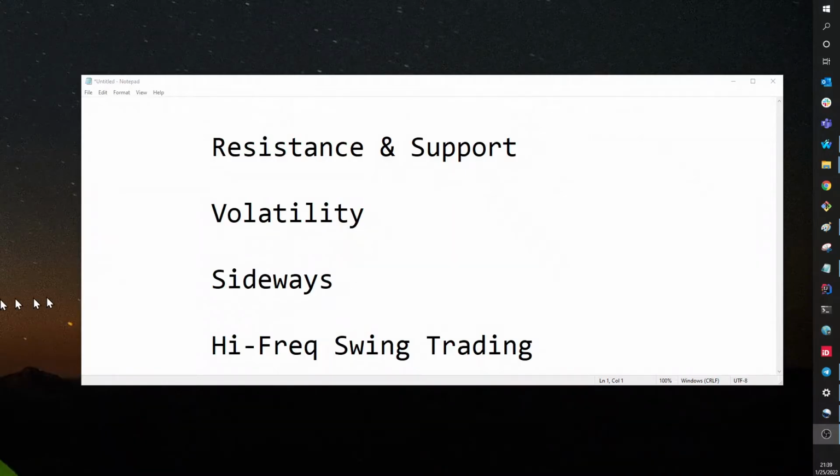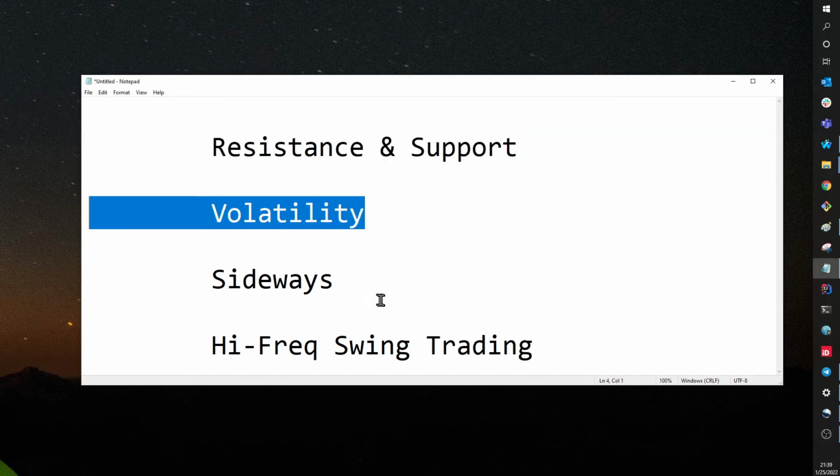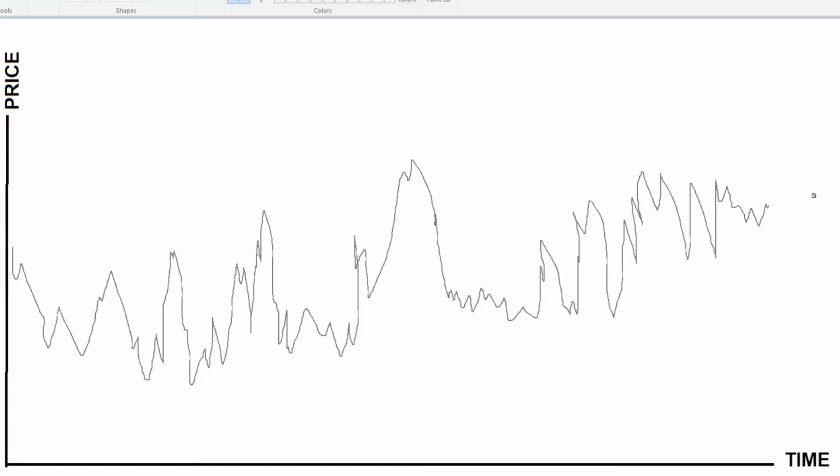In this video, the plan is to talk about resistance and support, touch on volatility, sideways, and high frequency swing trading. Let's talk resistance and support. Here we have a graph, a chart. I'm using a line chart, not candles, because it was just easier to draw. So here's price, the vertical axis, and time, the horizontal. I don't care if it's minutes, days, weeks, whatever it is, it doesn't matter. This is the price per share of some stock.